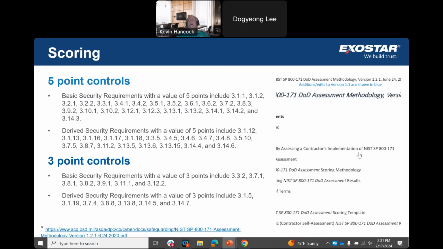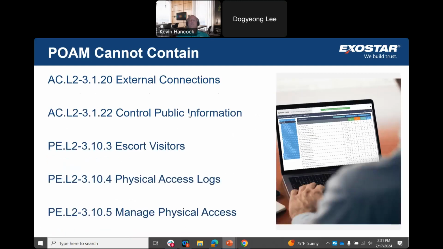And in this document, you can obviously go in and see this in much more detail. So again, before you approach that third-party assessment organization, you're going to have a score of at least 88, and you can't have open POAMs against any of these 5s or 3s. It can only be 1 point POAMs that are open. These are those things that go into that SPRS score.